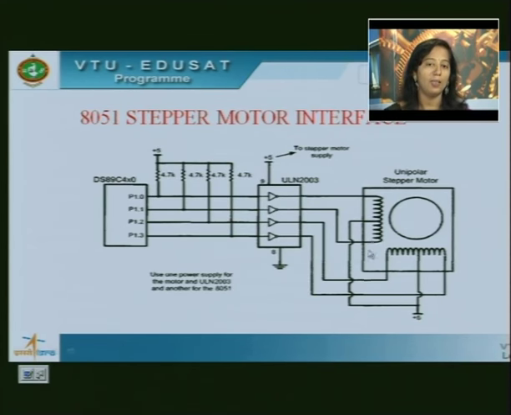Coil A, coil B, coil C, coil D. All the 4 coils need 4 wires from the motor driver. The common points are connected together and they are given to 5 volts. So these are the center tapped commons from both the coils, and they are given to plus 5 volts. This is the rotor shaft.